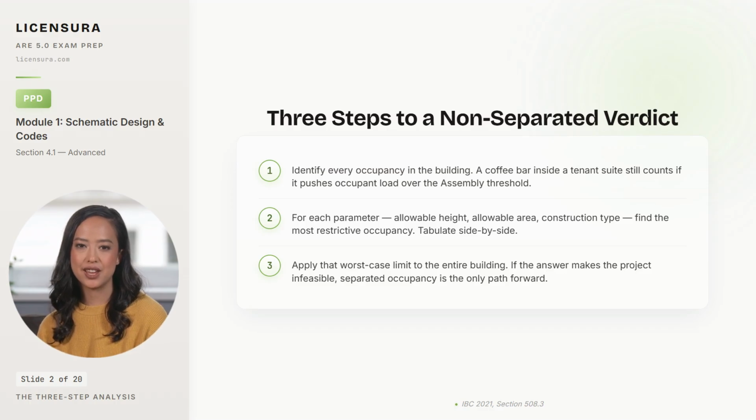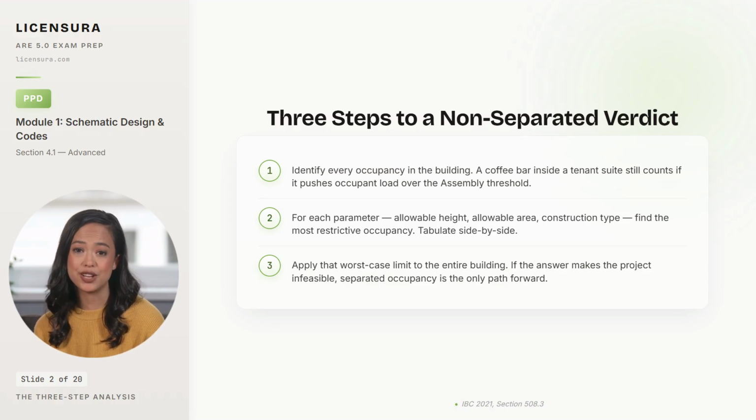Step 3 is the verdict. The worst case from Step 2 becomes the limit for the entire building. If that limit makes your design infeasible, 3 stories when you need 5, 15,000 square feet when you need 50,000, then non-separated occupancy is the wrong strategy, and you go back to separated. The exam will hand you 4 occupancies and ask which limit governs. Do the comparison, and the answer is unambiguous.